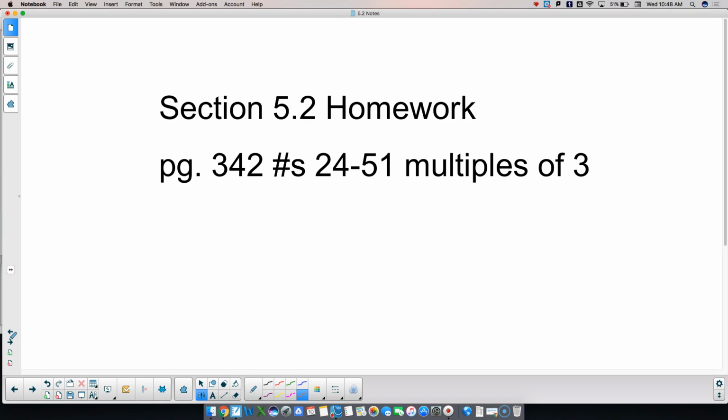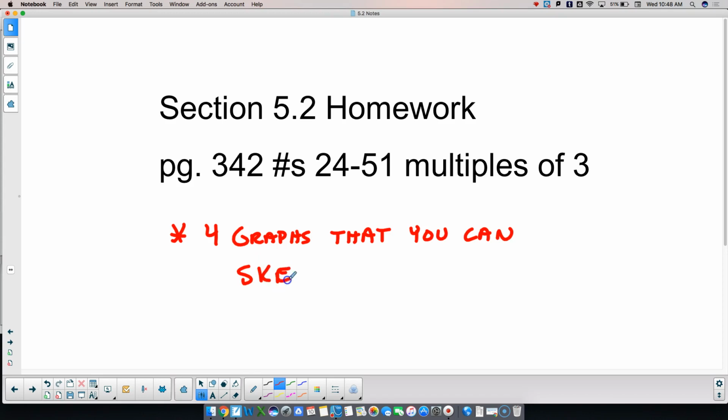Oh, and then I also wanted to add, too, that there are 4 graphs that you can just sketch. If you want to put them on a piece of graph paper, you can, but you don't have to. Good times.